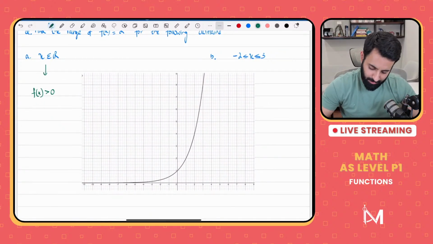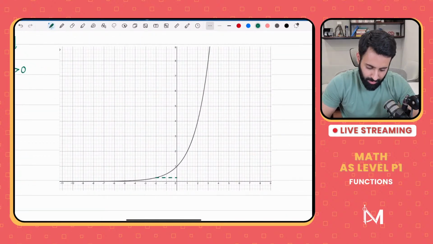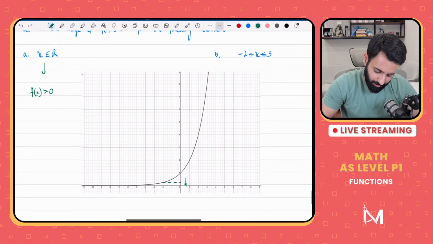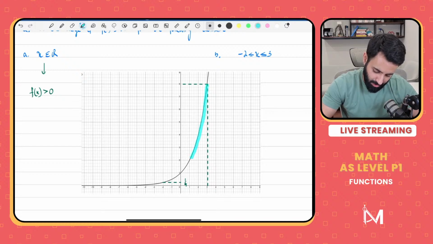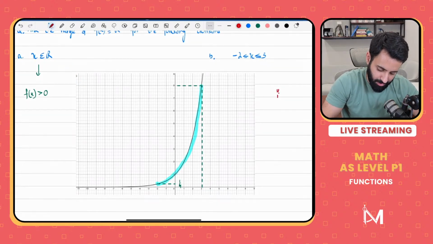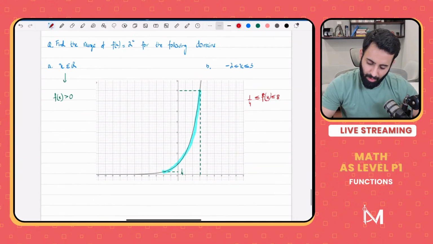But if we restrict ourselves from minus 2 to 3, that means if you plug in minus 2 in this function, you will get 1 upon 4. 2 power minus 2 is 1 upon 2 squared, and you will get 1 upon 4. And if you plug in 3, which is right here, you will get 8. 2 power 3 is 8. So if we restrict ourselves and we are only allowed to look at this part of the curve, then what will we observe? We will observe the graph to be from 1 upon 4 to 8. So for this part, f of x is greater than or equal to 1 upon 4, lesser than or equal to 8. Pretty easy so far, I'm sure, but things will get complicated.